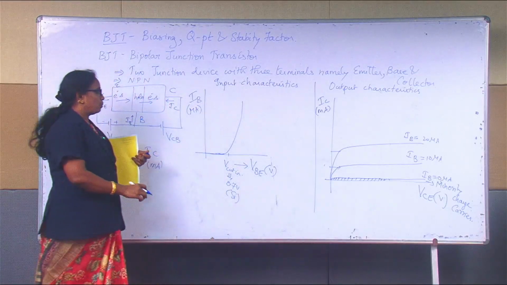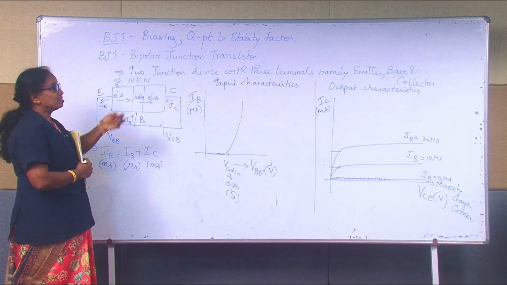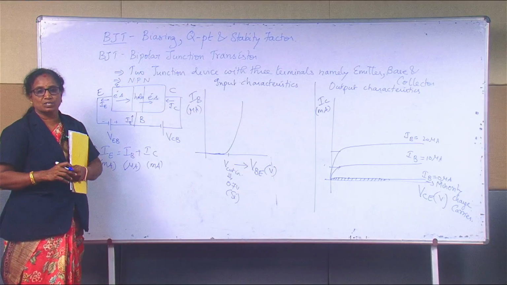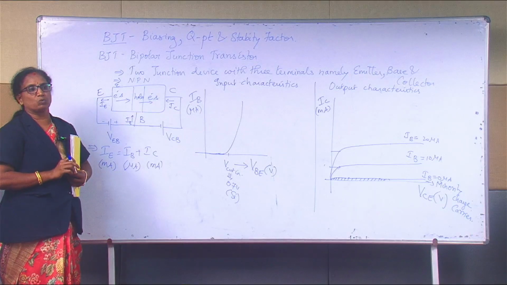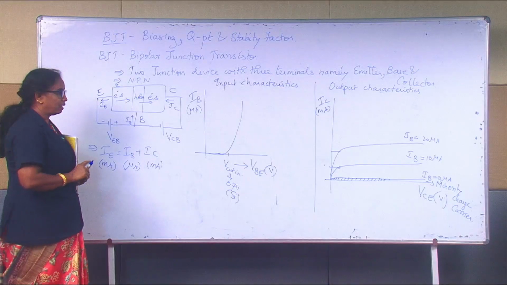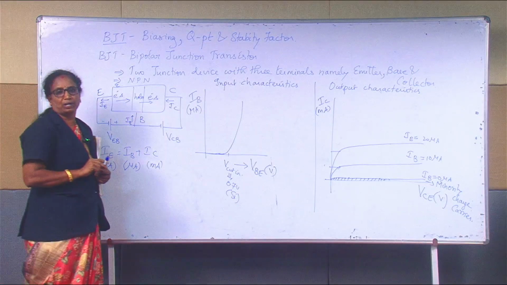So this is about a basic overview of BJT. Now what is biasing? Biasing is the process of application of DC voltage in order to maintain proper value of collector current and collector to emitter voltage.